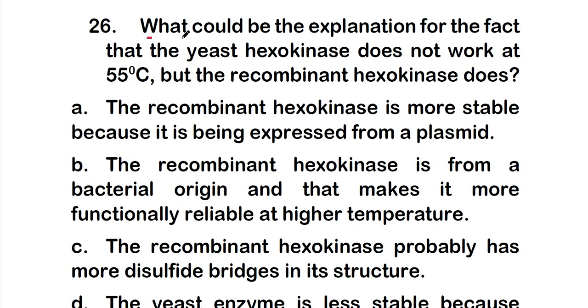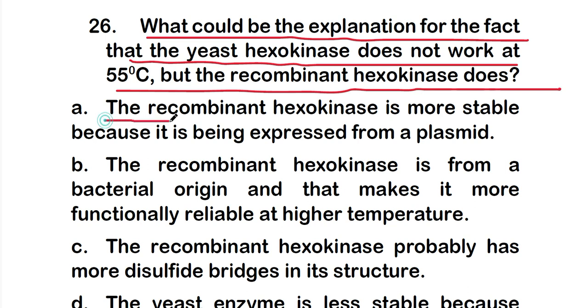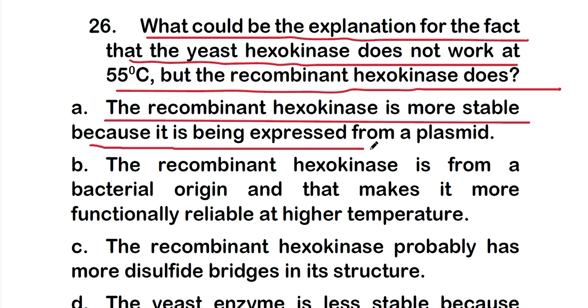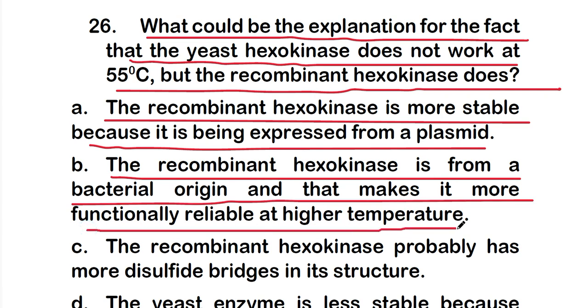So what could be the explanation for the fact that the yeast hexokinase does not work at 55 degrees Celsius but the recombinant hexokinase does? So what is the reason behind it? So options are option A, the recombinant hexokinase is more stable because it is being expressed from a plasmid. Option B, the recombinant hexokinase is from a bacterial origin and that makes it more functionally reliable at higher temperature.